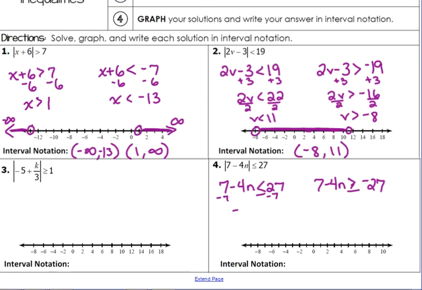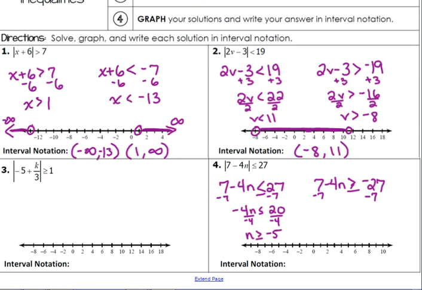Subtract 7 from both sides. Negative 4n is less than or equal to 20. Divide by negative 4. So n is greater than or equal to negative 5. We divided by negative, so we flip that inequality.